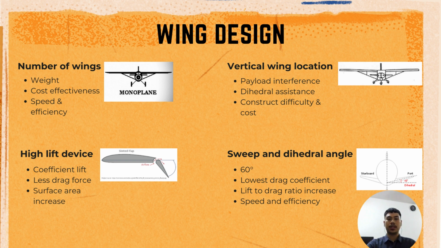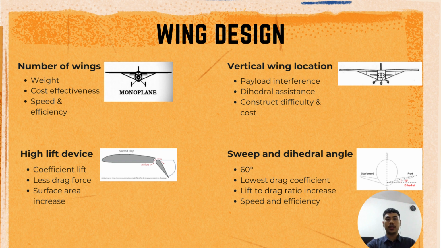The first design criteria we considered was the number of wings. We compared monoplane, biplane and triplane design. After careful evaluation, we conclude that the monoplane design had several advantages over the other options. It excelled in terms of weight, cost effectiveness, speed and efficiency.